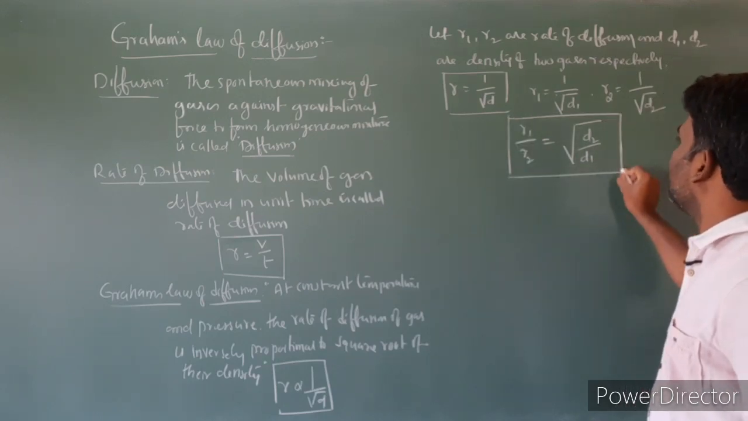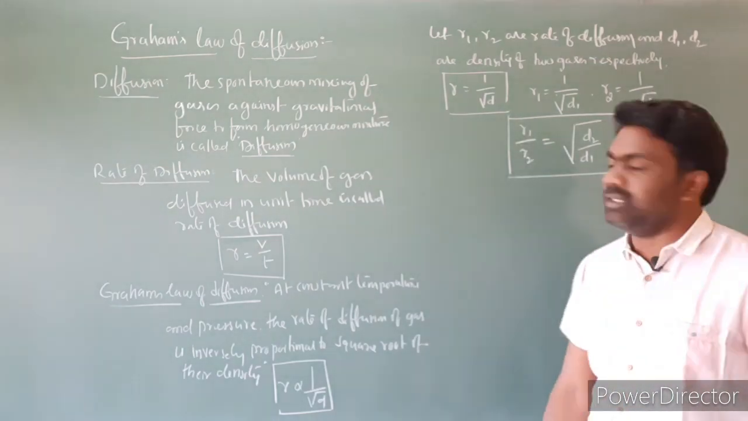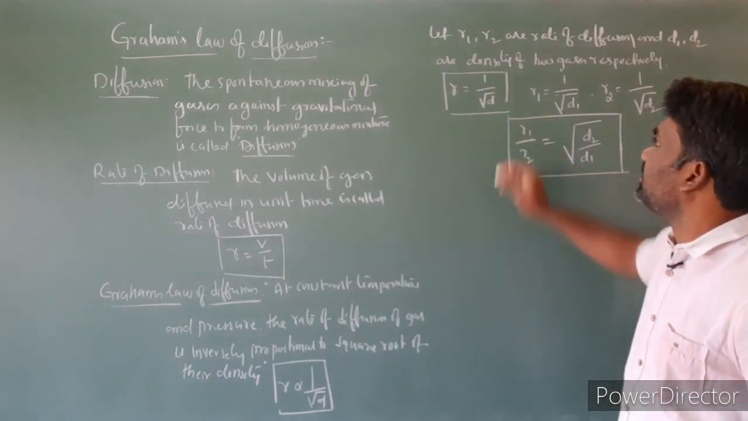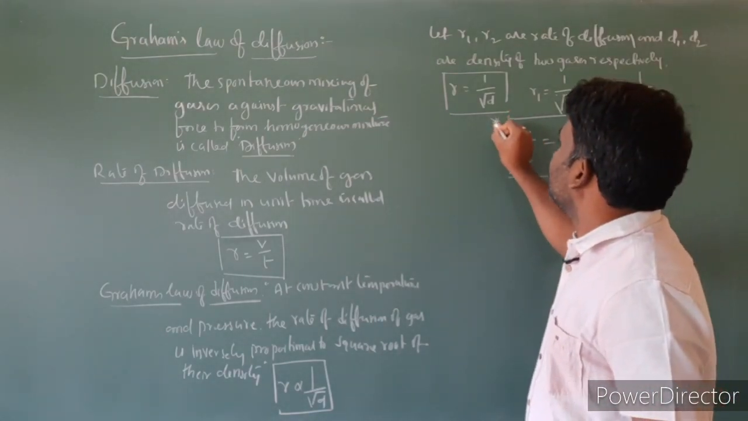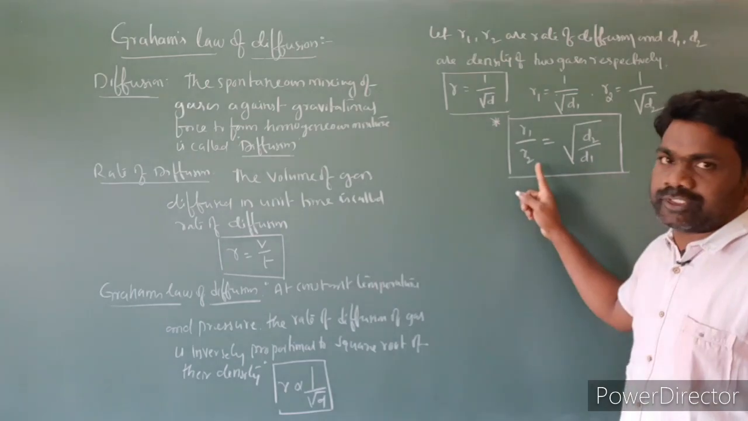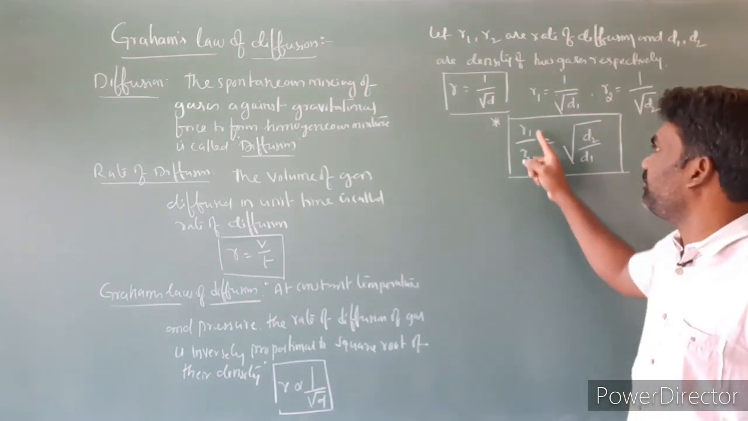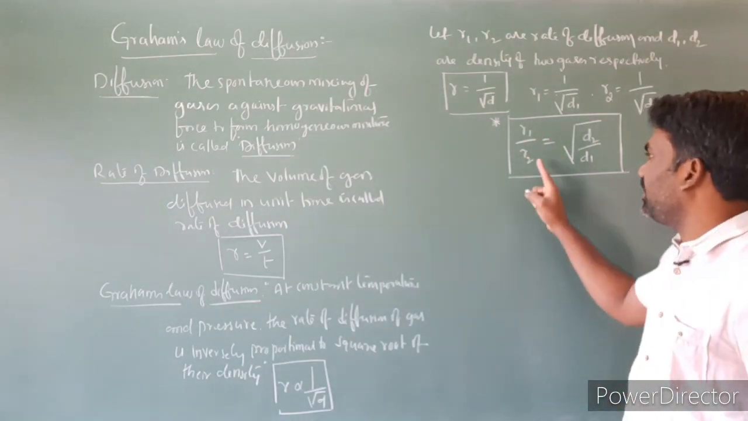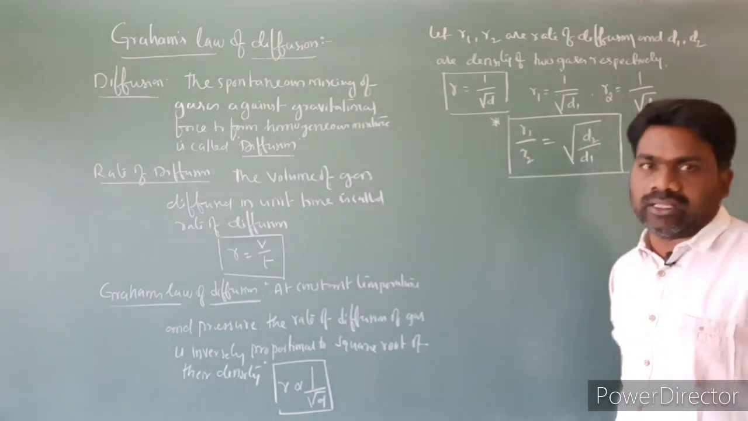So R1 by R2 is equal to square root of D2 by D1. So this is the first formula. If the densities are known and the rate of diffusion of one gas is known, we are able to calculate R1. If you know the R2, we are able to calculate R1.